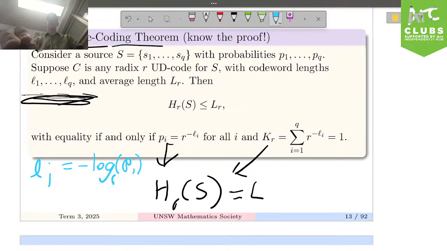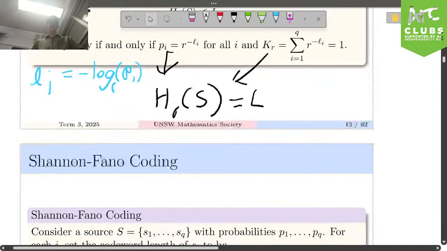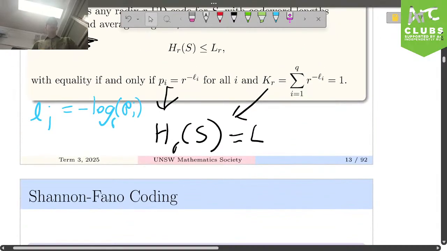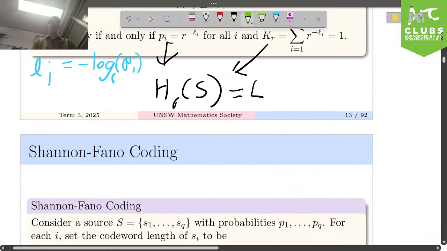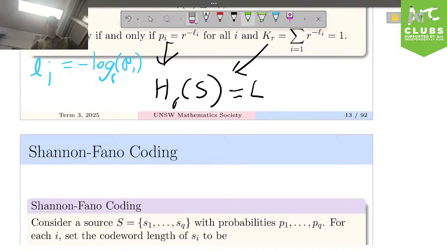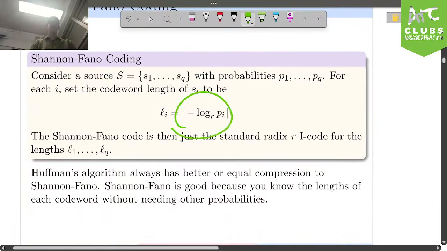But the problem is you want the length of your code to be an integer, and this expression might not be an integer. So the best you can really do is cope with doing a little bit worse than that. If this is the best we can do and we can't go below it, then we just go a bit above that by rounding up to the nearest integer.